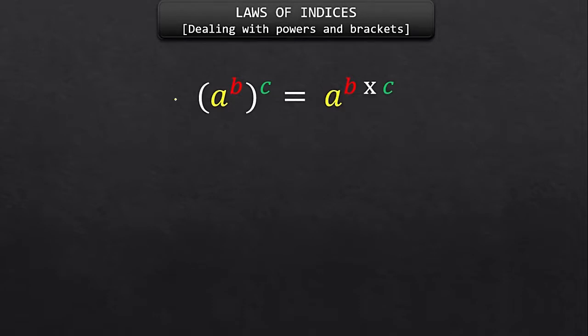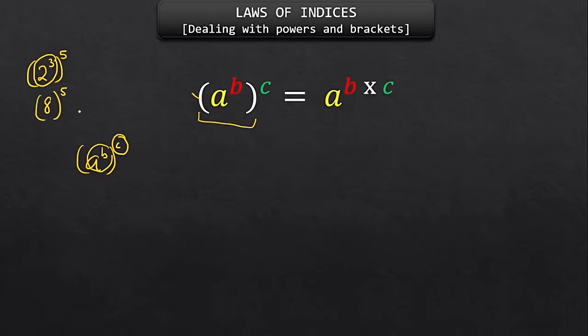What this one is saying is that if we have a base and a power enclosed by a bracket, and that thing is raised to another power, then a raised to power b, all raised to power c. So all of this, a raised to power b, is raised to power c. It's just like saying 2 raised to power 3, raised to power 5. You first work out 2 raised to power 3, then whatever you get as the answer, which is 8, is raised to power 5 again. So that's what this is saying.